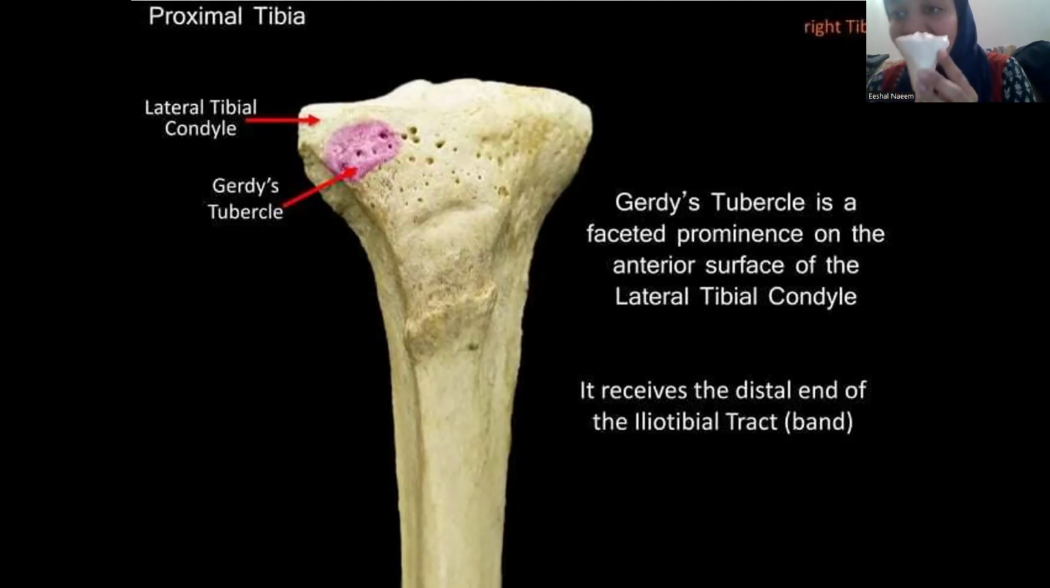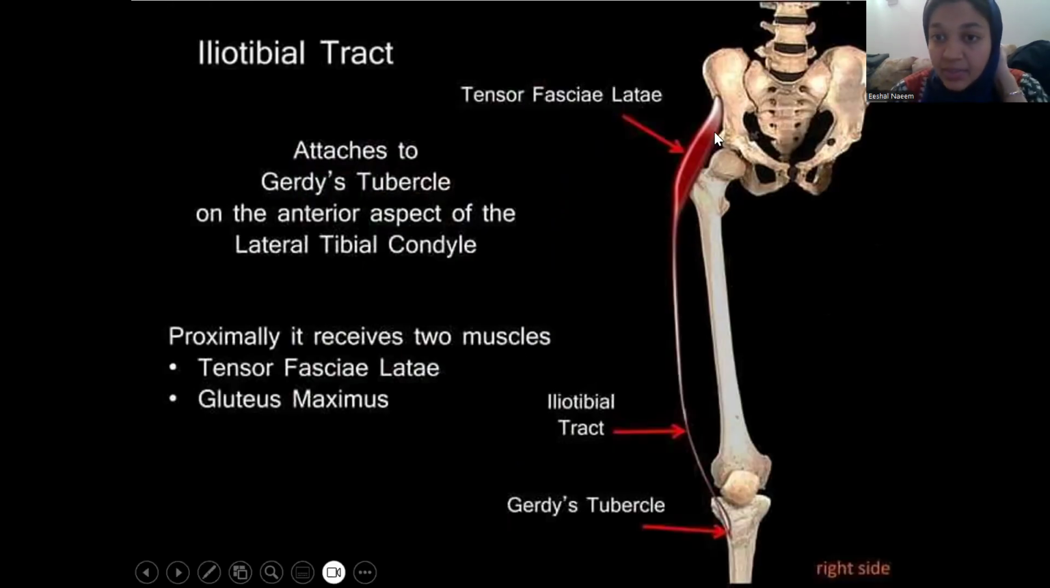Because it receives the distal end of an important tract called the iliotibial tract. The iliotibial tract is like a band that the tensor fascia lata attaches to, it extends all the way on the lateral side of the thigh, and it attaches to the Gerdy's tubercle, right? Why is this important? Because this tract receives two muscles proximally, the tensor fascia lata and the gluteus maximus.